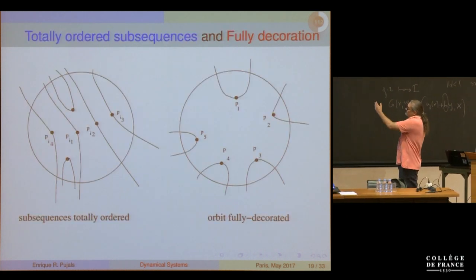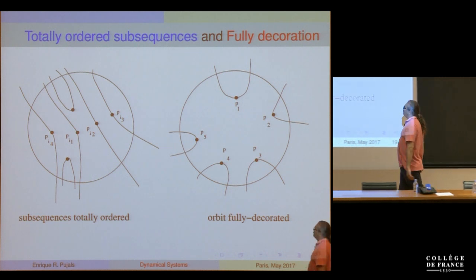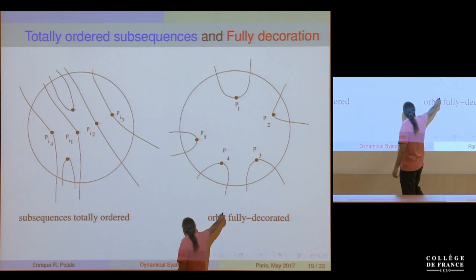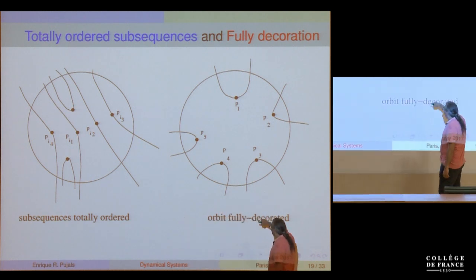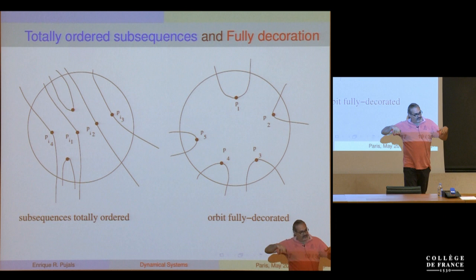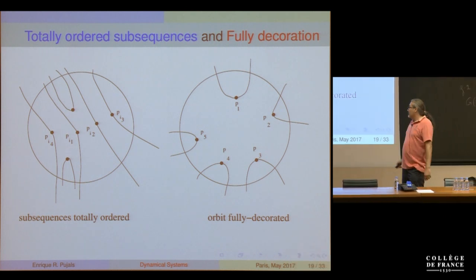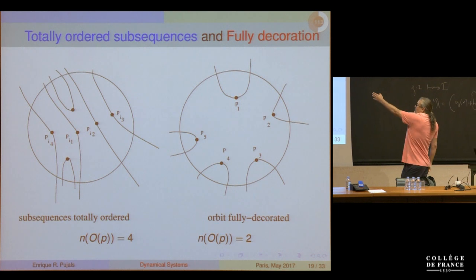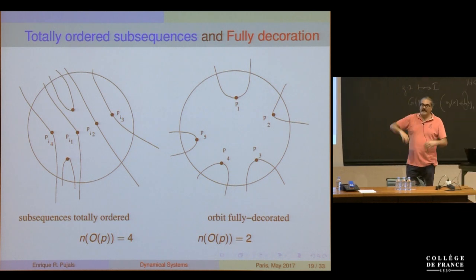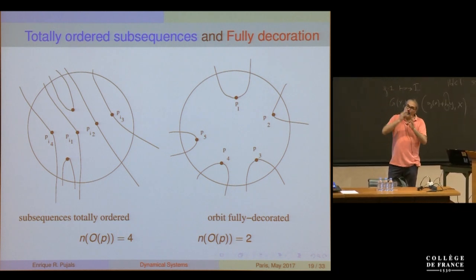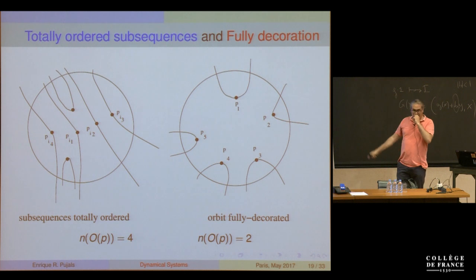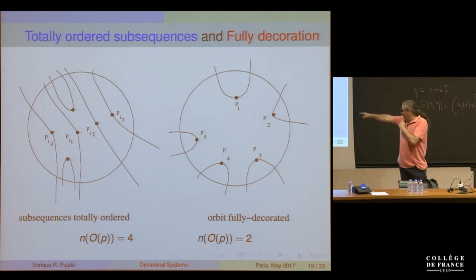So let's give an example. On the left, these are the extreme cases. Again, I repeat, this is a totally ordered sequence. And here, the only totally ordered are 2 points. This is what we call fully decorated. The whole orbit is decorating the disk, moving around doing this decoration. Here the totally ordered subsequence is 4, and here it is 2. There are 2 extreme cases, with a totally disordered, non-well-ordered subsequence, where everything is going around. The number NOP is always at least 2.